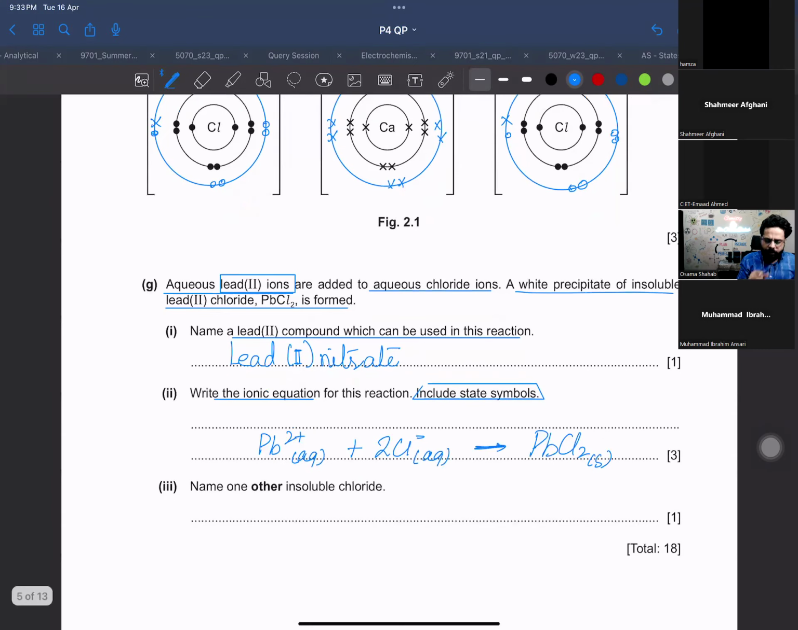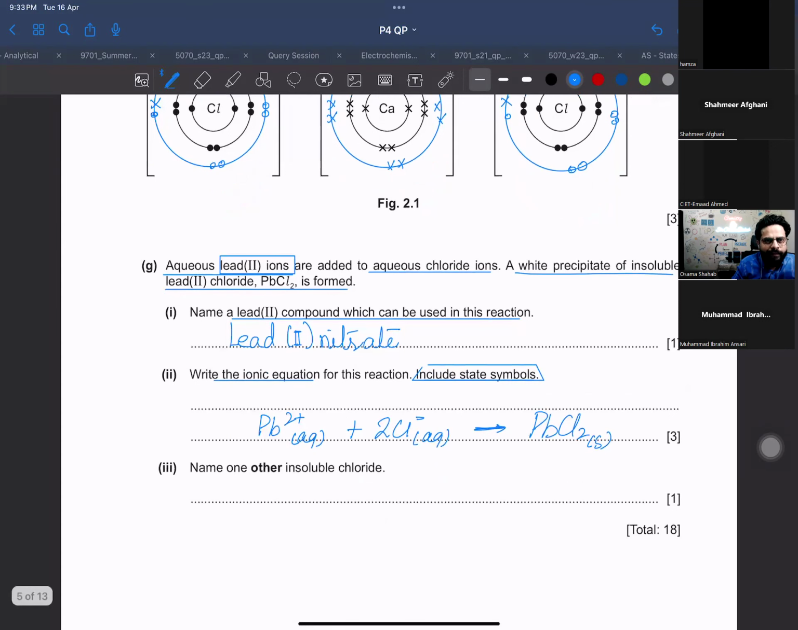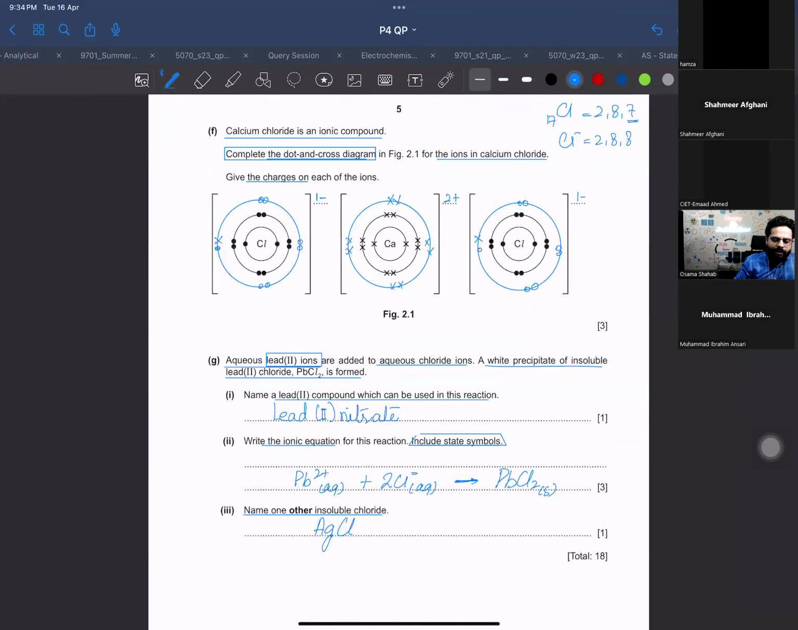Right, everyone, okay? Good job. All right. So they are asking to name one other insoluble chloride. So we all know that all the chlorides are soluble except Ag and Pb, A for silver and P for lead. So AgCl is one more compound that is an insoluble chloride.